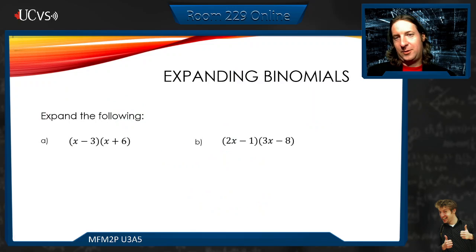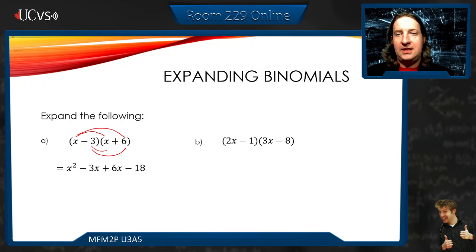Let's try one of these. So we got x minus 3 times x plus 6. So let's do that. Let's multiply. First, outside, inside, last. So that's going to give us x times x, or just x squared. Then we can do x times 6, which is 6x. Negative 3 times x, which is negative 3x. And negative 3 times 6, which is negative 18.